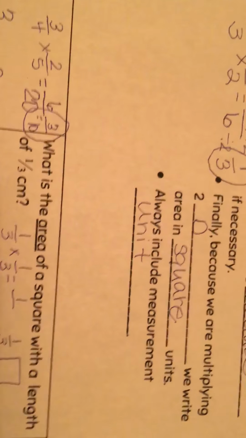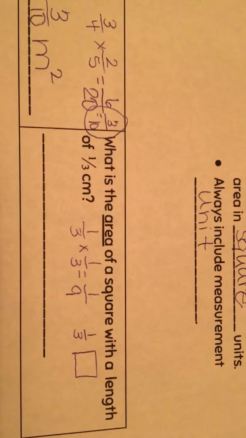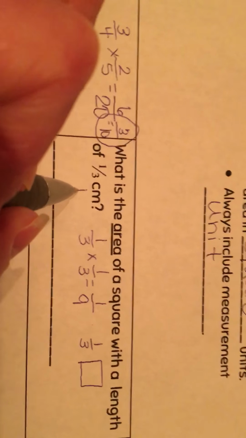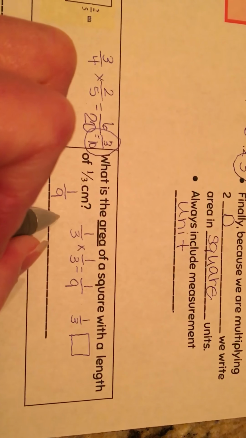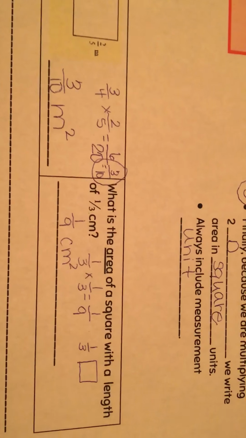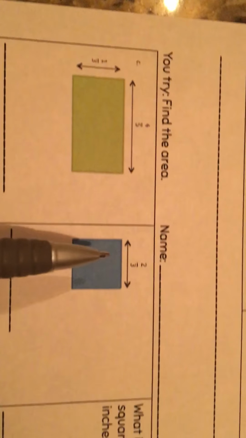And 1 times 1 is 1. And 3 times 3 is 9. And I do not have to reduce that because that is completely reduced. So we're going to write our answer as 1/9. And centimeter is my unit. So I'm going to write centimeters, but I'm going to write it squared because we're talking about area. Okay? Go ahead when you get the chance to do these 3 problems of finding area.